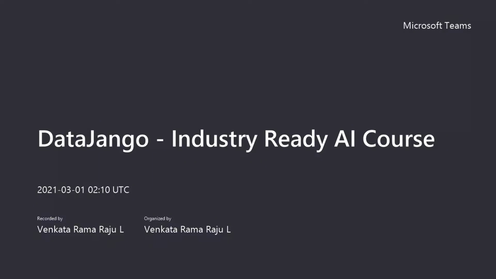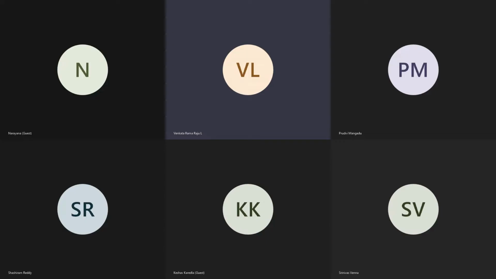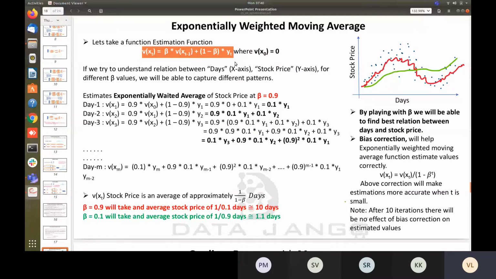This formula is called exponentially weighted moving average. This formula helps us understand patterns by looking at previous steps. So if you take the stock market, the stock price generally depends on the previous day's stock price, right? Maybe the previous 10 days or 20 days of stock prices. So you can understand that pattern.